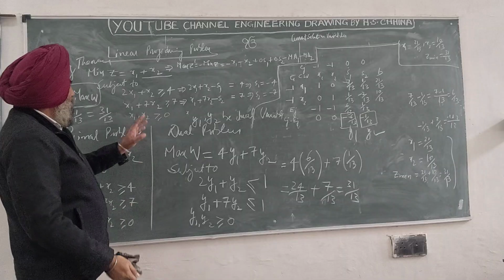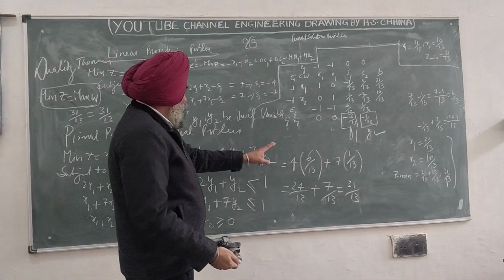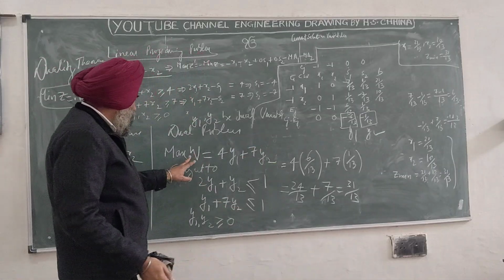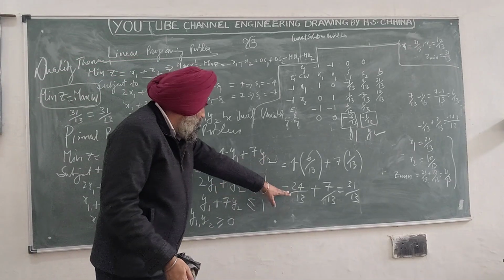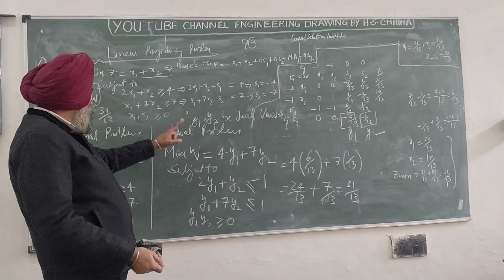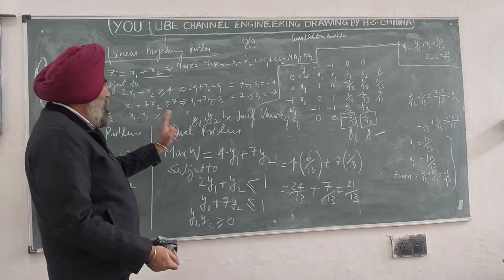So what we discussed today, we'll continue with the same problem in the next class. We'll take this maximum w and we'll try to solve it and compare the results. Now again this dual will be converted to the primal problem in the next class.